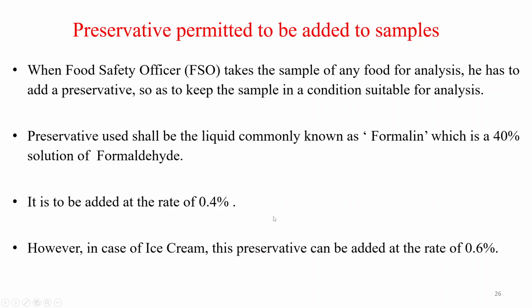Okay, so when the food safety officer takes the sample of any food for analysis, he has to add a preservative so as to keep the sample in a suitable condition. Addition is required because otherwise the sample will get spoiled. Now the preservative shall be a liquid commonly known as formalin, which is a 40% solution of formaldehyde. It is to be added at 0.4%, and in the case of ice cream it is to be added at 0.6%. FSSAI has allowed the use of formalin, a 40% solution of formaldehyde, to be added in milk at the level of 0.4%, and for ice cream at the level of 0.6%, for the sample to be preserved for the analysis and for the final decision on the results of the sample. Thank you.